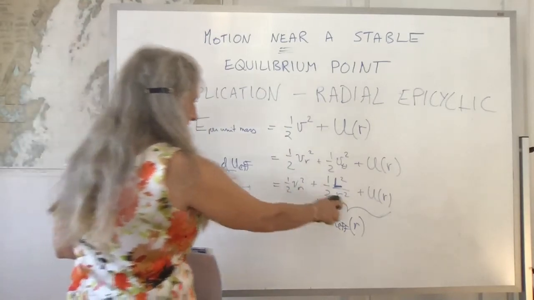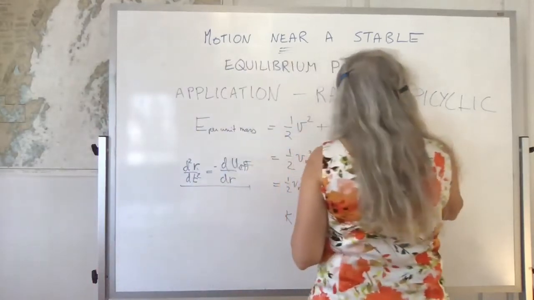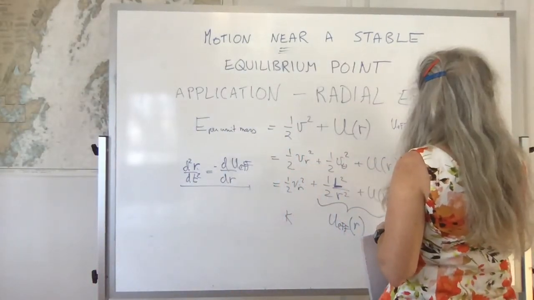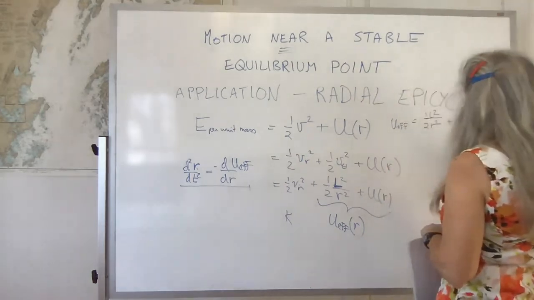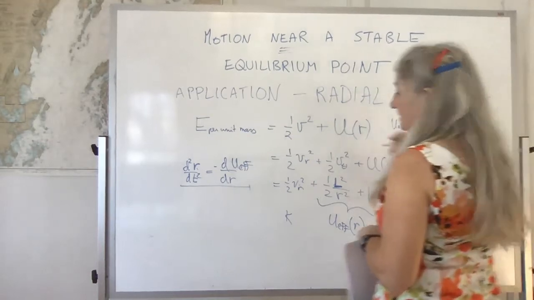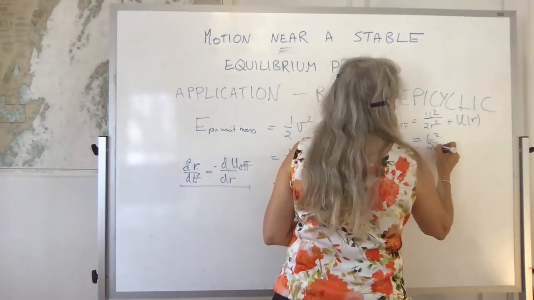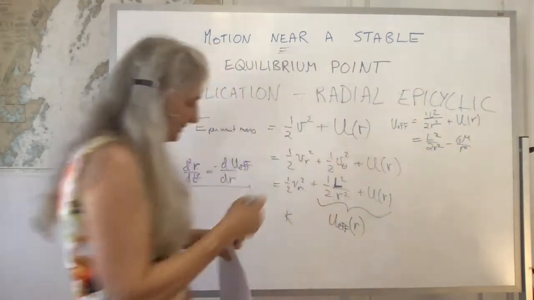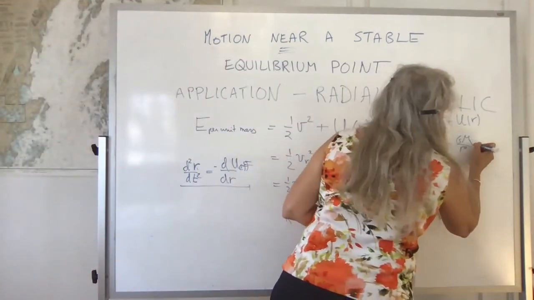Okay, good. Let's write that down a little bit more carefully. So we've got U effective is equal to 1/2 L squared over r squared plus the potential energy. And if it's a Keplerian situation, it's L squared over 2r squared minus GM over r. So that's the potential energy per unit mass, where M is the mass of the central body.